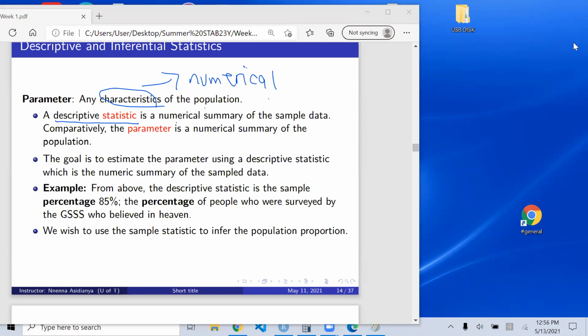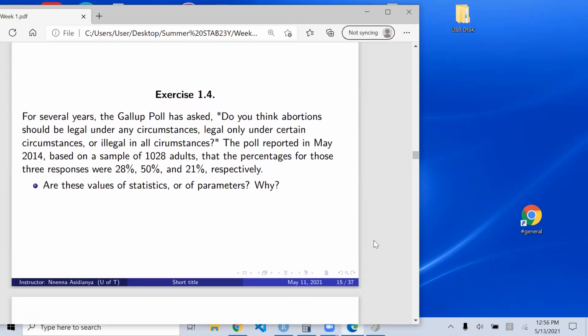Okay. So let's look at an example here. For several years, the Gallup poll has asked, do you think abortion should be illegal under any circumstance, legal under certain circumstances, or illegal in all circumstances? The poll reported in May 2014, based on a sample of 1,228 adults, that the percentages of those three responses were 28%, 50%, and 21% respectively. Are these values statistics or parameters, and why is that the case? What do you guys think?